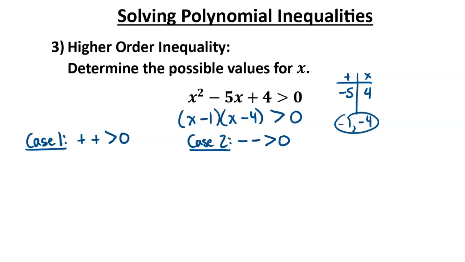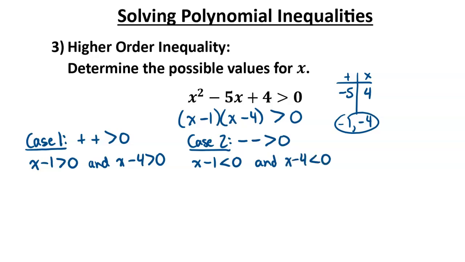In other words, we want to find out when x minus 1 is bigger than 0 and when x minus 4 is bigger than 0. That's case 1, when both factors are bigger than 0 in order to multiply together to be greater than 0. And case number 2 is when they are both negative, so both factors are less than 0. So x minus 1 is less than 0 and x minus 4 is less than 0. They both have to be true. It's a both-and because they both need to be positive or they both need to be negative.